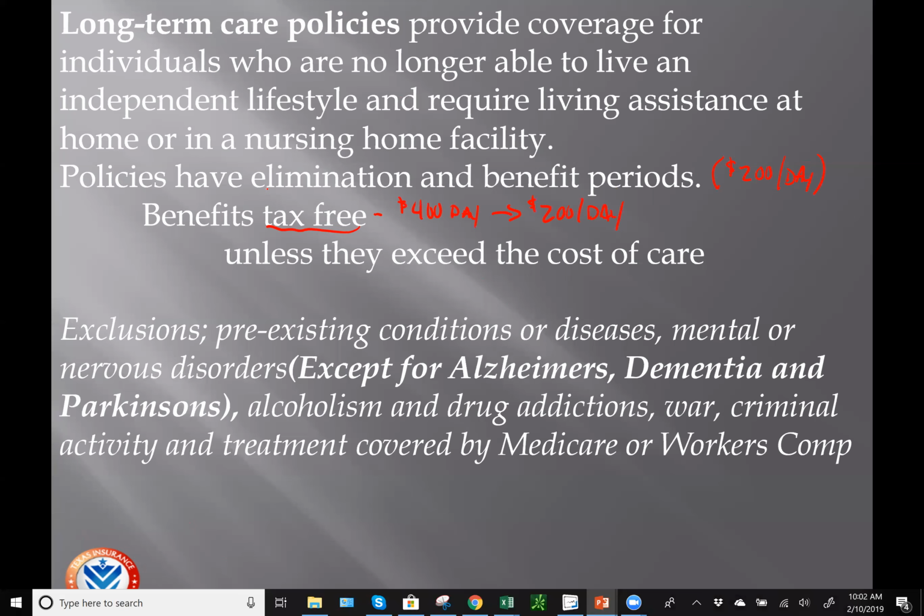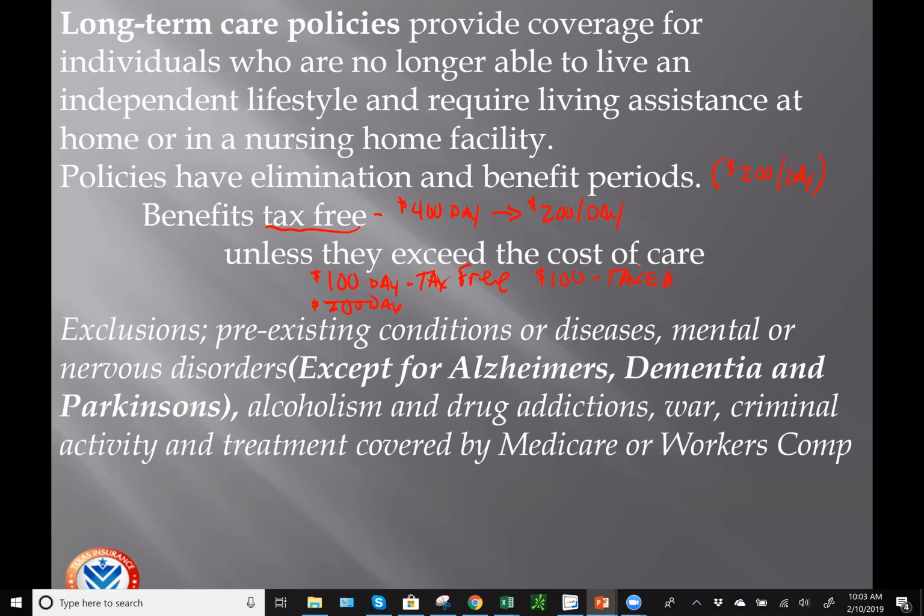Those benefits are tax-free. What if, however, you got confined to a facility and the cost of care was only $100 a day? You're still going to get $200 a day because that's how much you purchased. Now, 100 of it is the cost of care. That's going to be tax-free. However, there's an extra 100 that you received, which is taxed like income. So long-term care benefits are tax-free unless the benefit exceeds the daily cost of care.